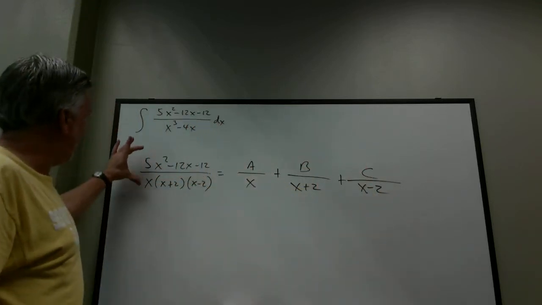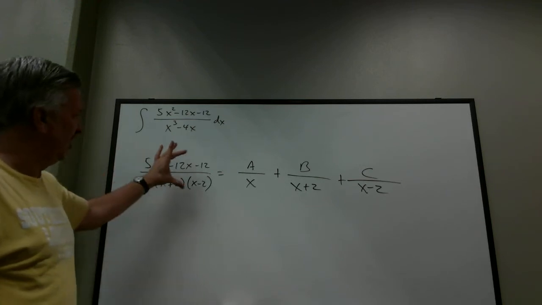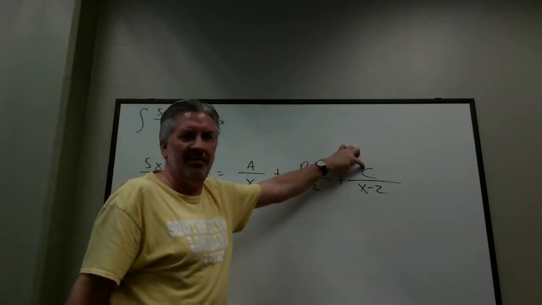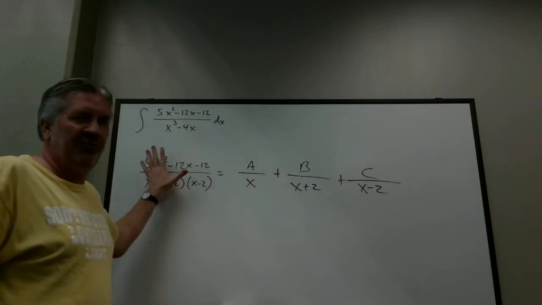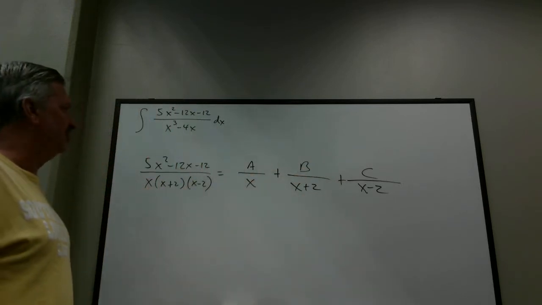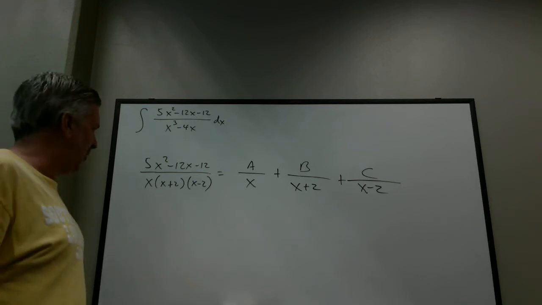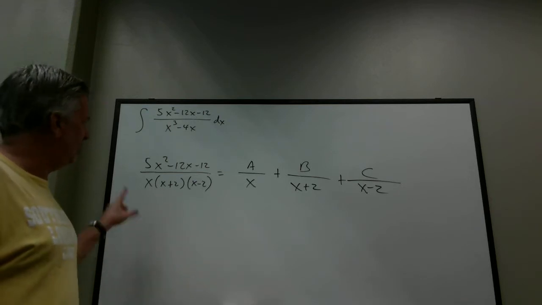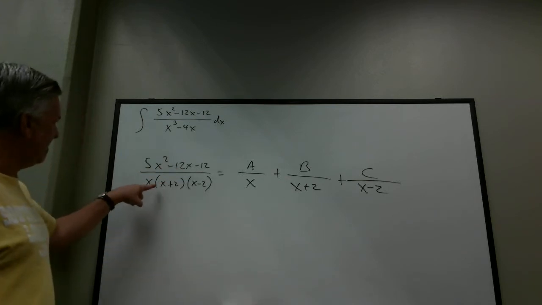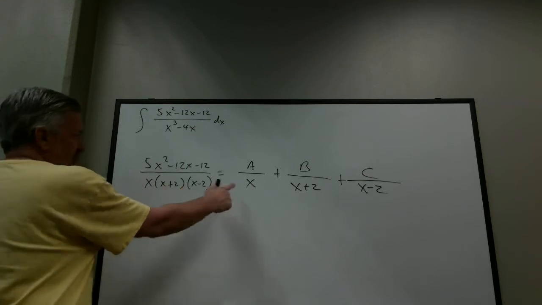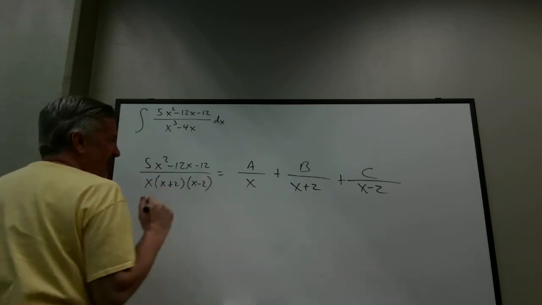So the idea is, how do we rewrite this function to make it look like this? We have to find the constants A, B, and C such that these two functions are the same function. Something that's a little helpful here: let's get rid of the rational part. Let's multiply both sides of this equation by x times (x plus 2) times (x minus 2). Notice that is the least common multiple of all the denominators over there.